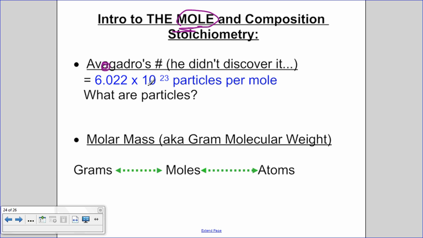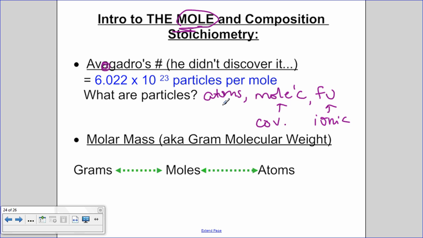So particles are going to be things like atoms, molecules, and I abbreviate molecules, MOLE, and formula units. Formula units are going to only be used for ionic things. Molecules are going to be only the term we'll use for covalent things, and atoms are going to be used for elements.